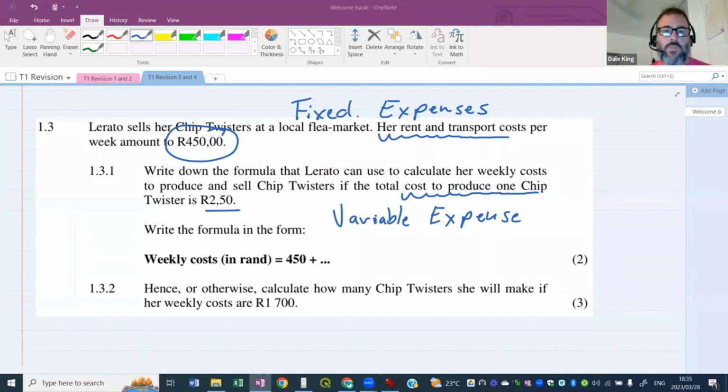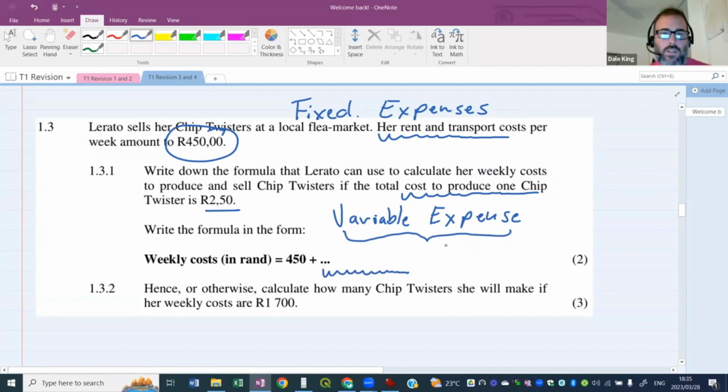Okay, here's the question again. What could we put here in the formula to explain the variable cost? All right. So this is going to explain the variable cost, the variable expense. That goes in this part of the formula here. But you see, the fixed cost doesn't change. It's 450 every week, but the variable cost, the variable expense will depend on something.